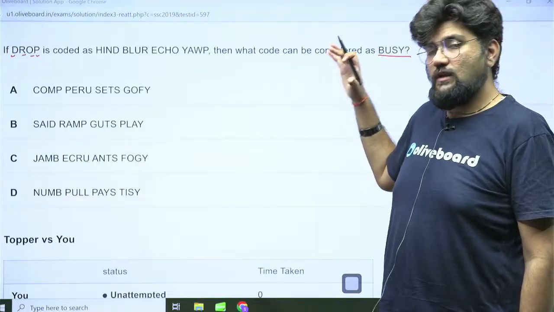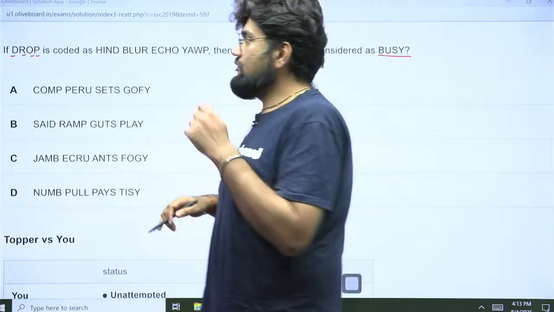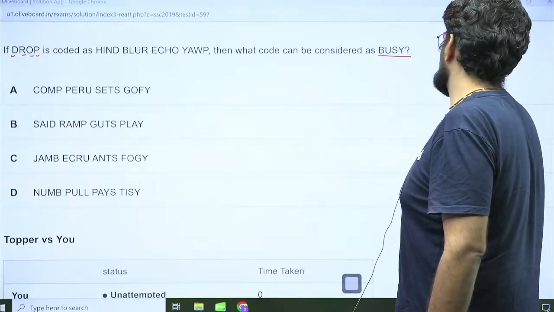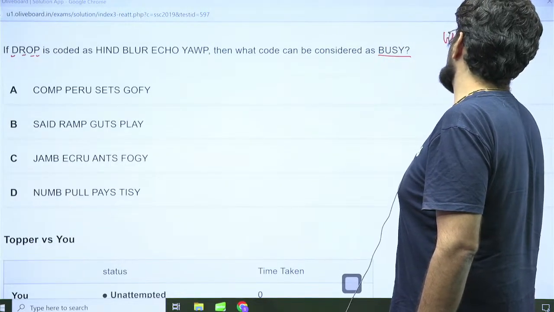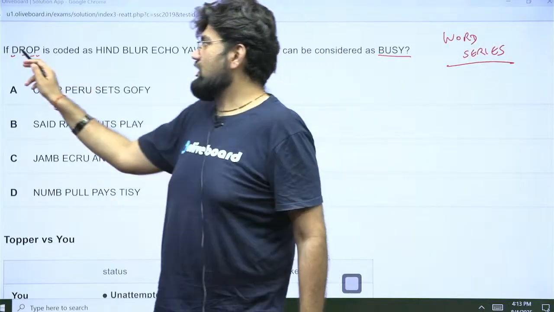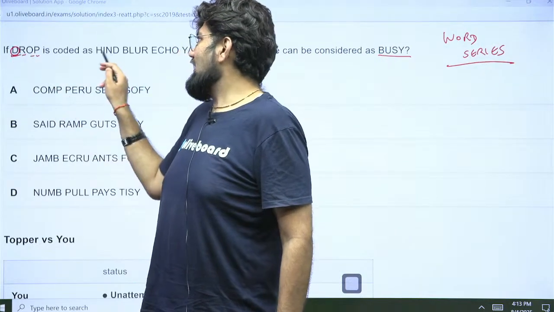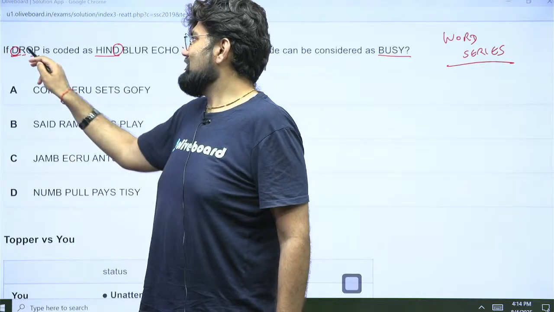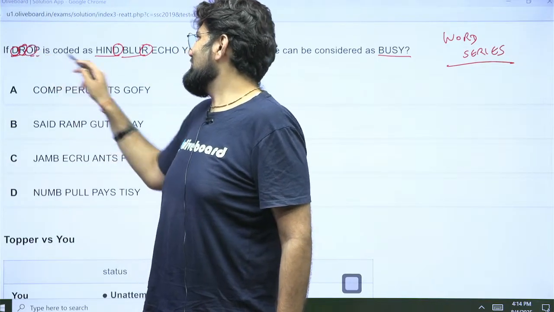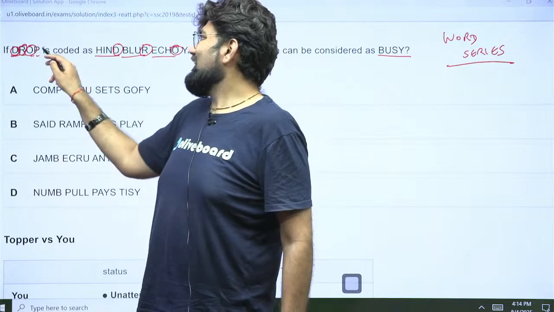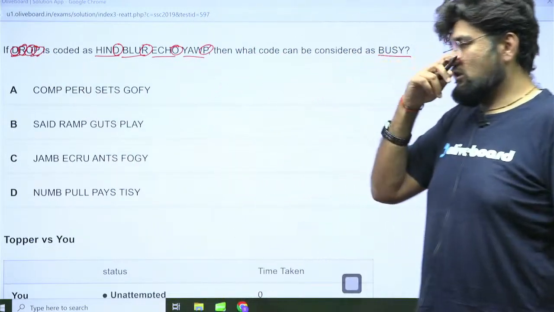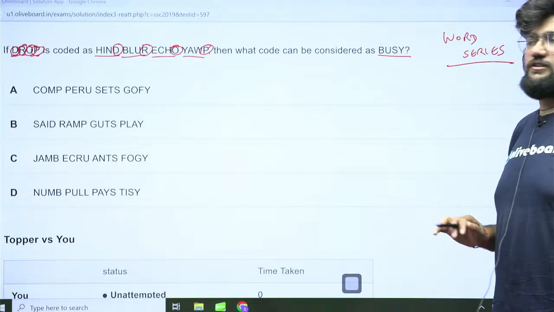Okay. So now you're learning something new here. What is that? If you had studied this concept, word series, this is very commonly used there. What is the logic? The logic is that this letter is the last letter here. This letter is the last letter here. This letter is the last letter here. And this letter is the last letter here. This is the code. There is no logic between them whatsoever. That's the only logic which is being followed.